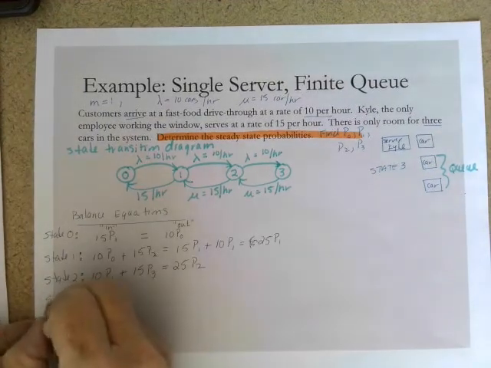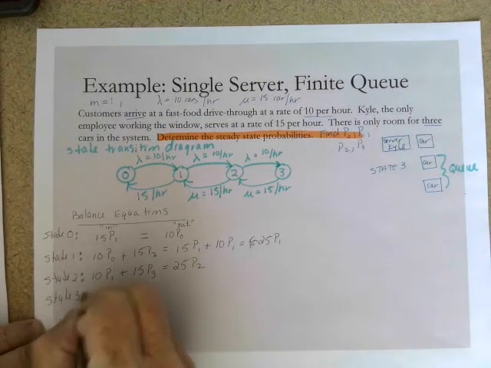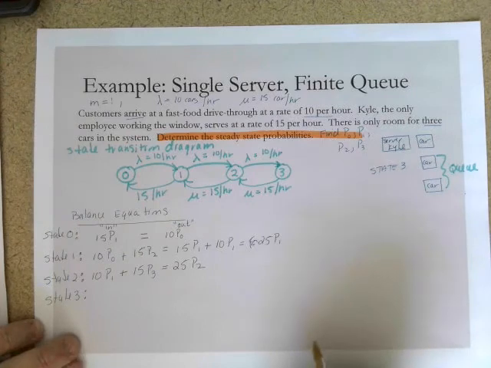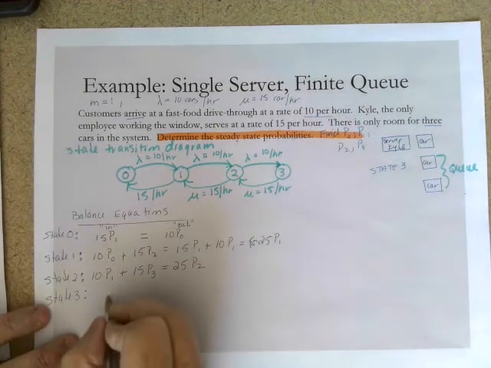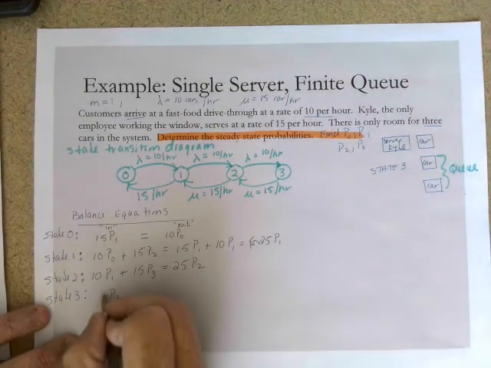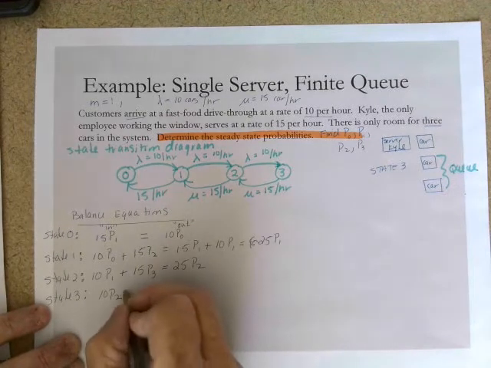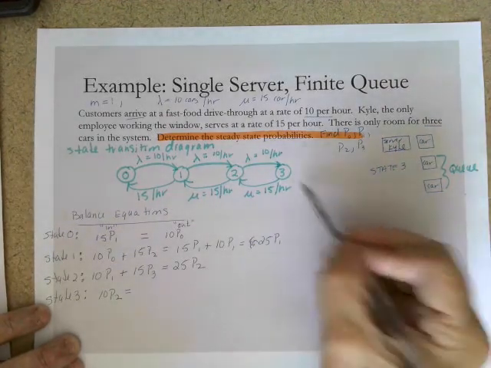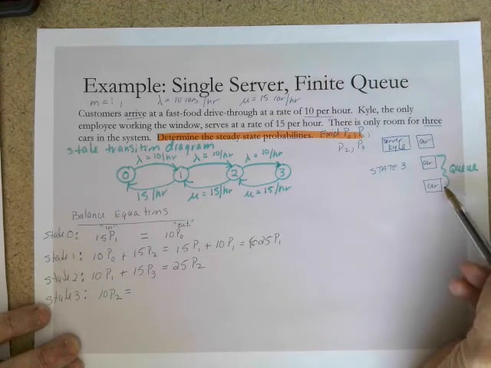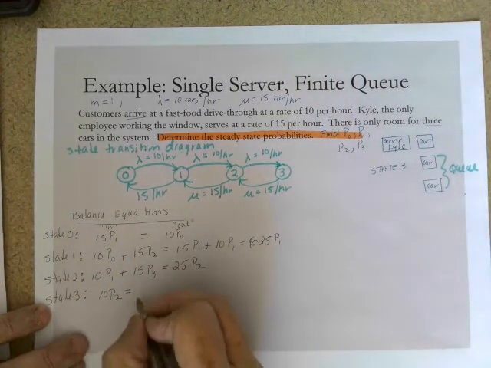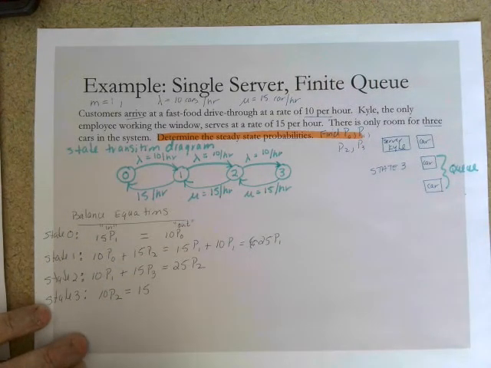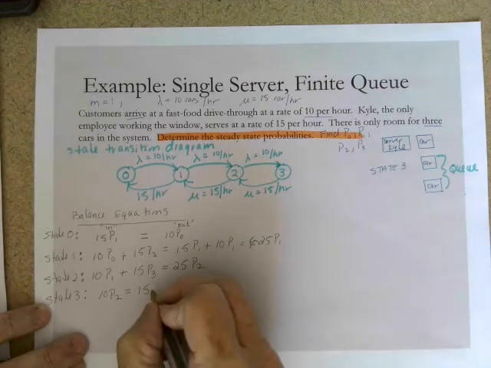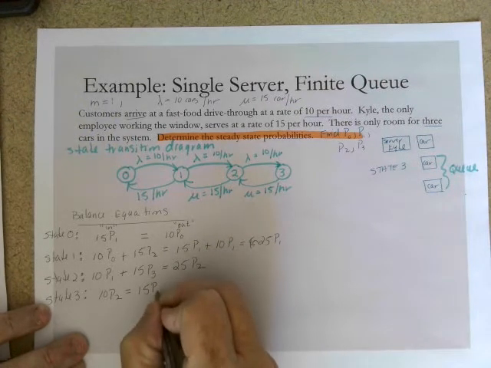And then my last state, state 3, the only way I can get into state 3 is by being in state 2 and having an arrival. And the only way I can get out of state 3, because we're going to assume that any cars that find the system full are just going to leave, is by having a service while being in state 3.